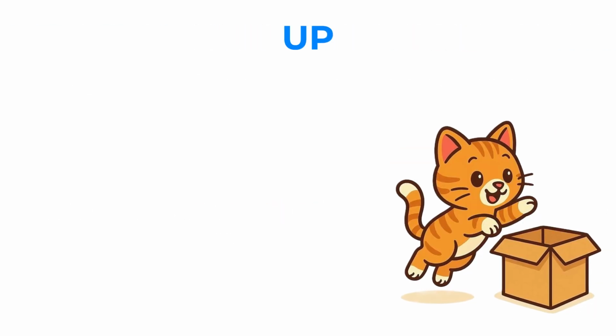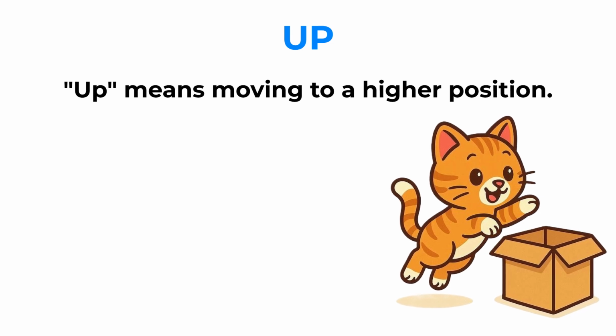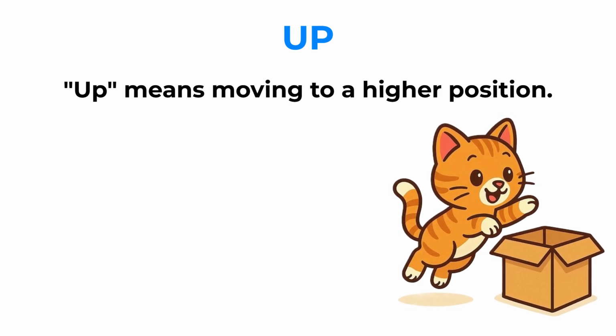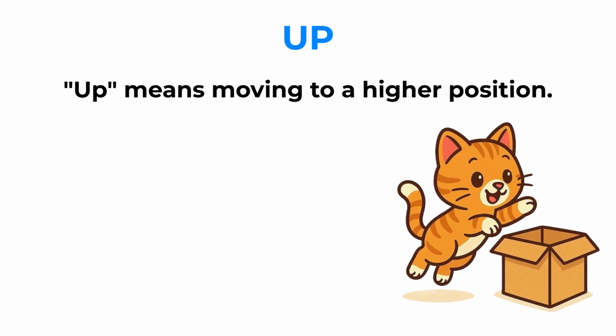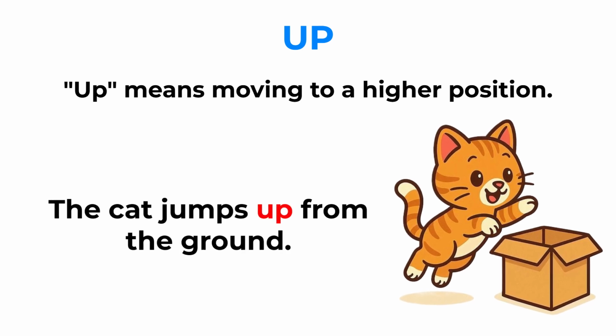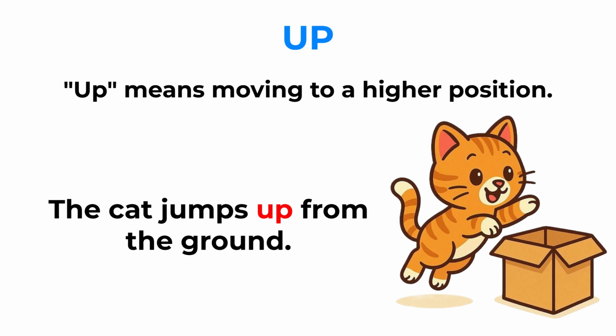Up. Up means moving to a higher position. Now the cat jumps. The cat jumps up. Example sentence. The cat jumps up from the ground.